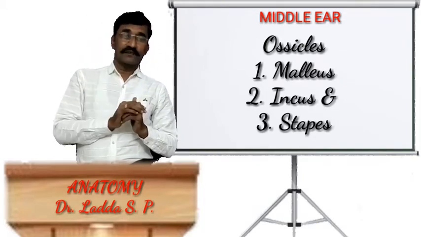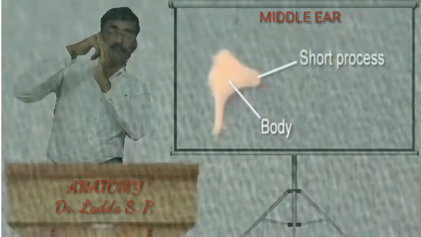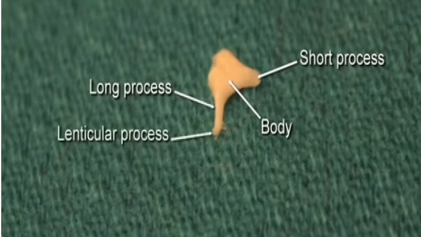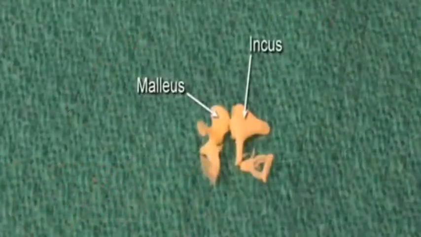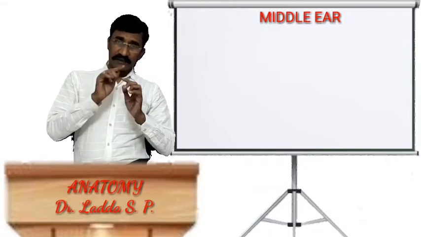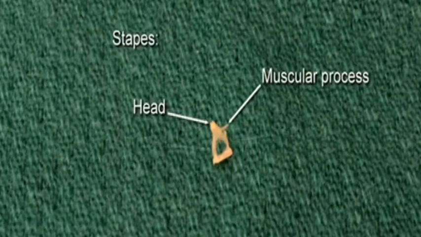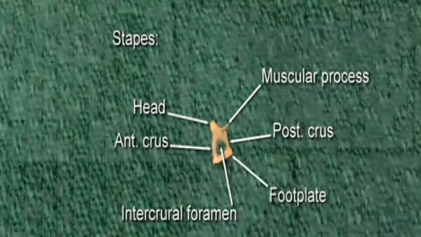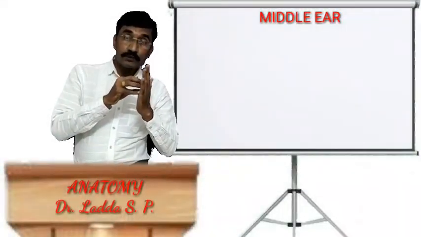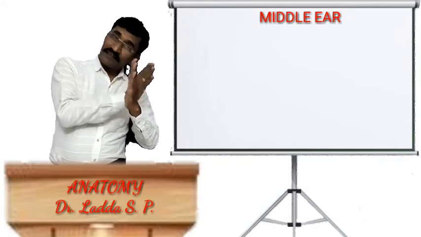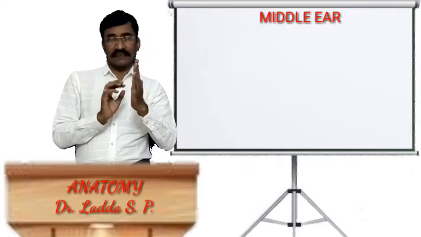Now the head of malleus gets articulated with the incus, and the incus gets articulated with the stapes bone. The stapes is a bone having a footplate of oval shape, with two limbs, one short limb and one long limb. This oval footplate gets fitted at the fenestra vestibuli. And now there is communication between the middle ear and the inner ear.